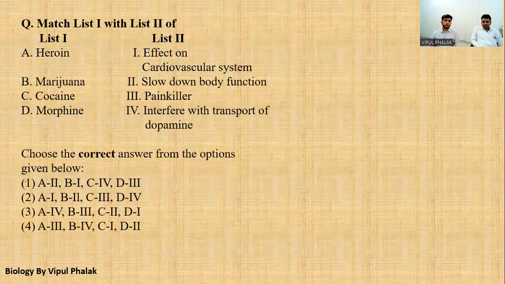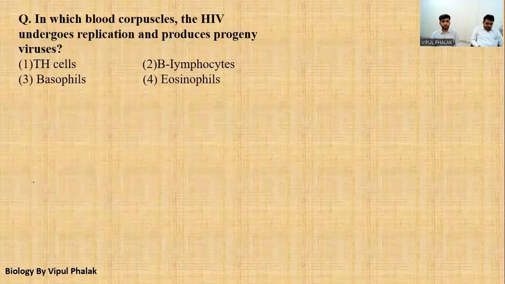Next question. Here in list 1, they have given the drugs, and in list 2, their effects. So heroin slows down the body function. Marijuana has its effect on cardiovascular system. Cocaine interferes with the transport of dopamine, so we can match it with both. And morphine is taken as a painkiller. So 2, 1, 4, 3. First option is correct.